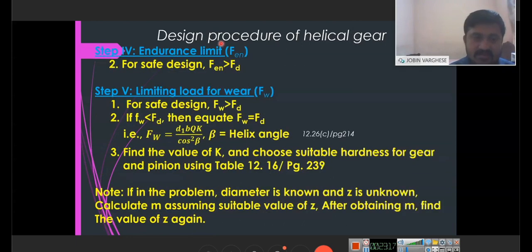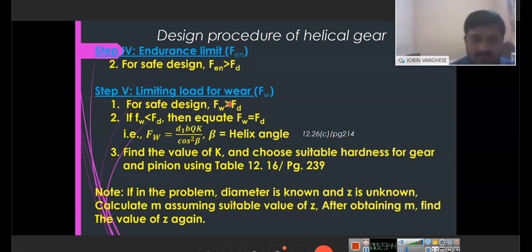Then comes the limiting load for the gear, that is wear. Wear may happen if the load is higher. When the load is above a certain extent, wear may happen and the life will get reduced. So the load should be limited so that wear does not happen. That is the idea of finding step 5. For a safe design, the wear load should therefore be greater than the dynamic force.